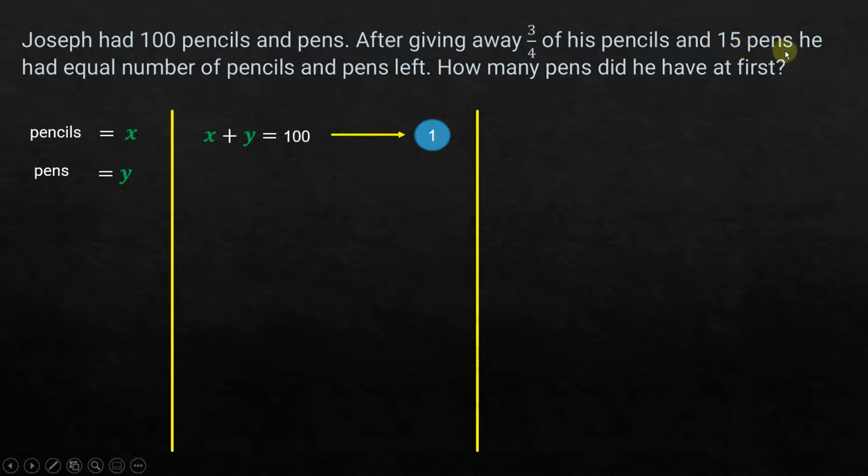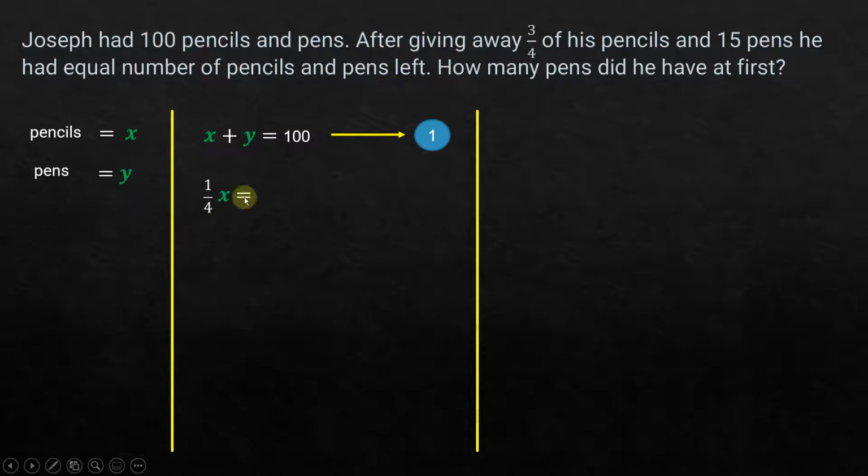And he gave away 15 pens. After that, he had equal number of pencils and pens left. All right. So now let's see how we can represent this. He has given away 3/4 of the pencils, meaning he has given away 3/4 of x, which is the total number of pencils, which means what is left should be 1/4 of x, right? 1/4 of x. And after he gave away, he had equal number of pencils and pens left.